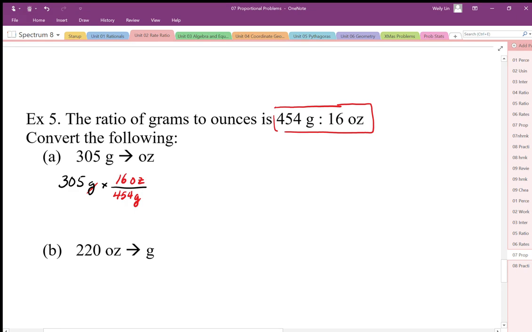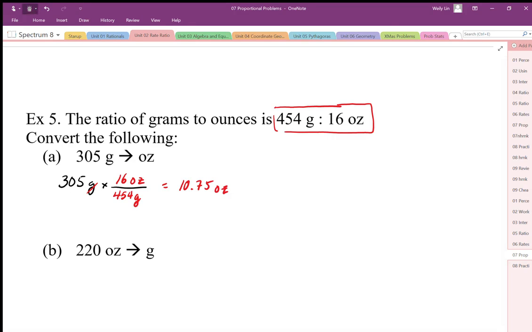So 305 grams is going to be times on top, so 305 times 16 divided by 454 is going to give me 10.7, approximately 10.75. Okay, so about 10.75, and the units are ounces. I can see right there, the units are ounces.